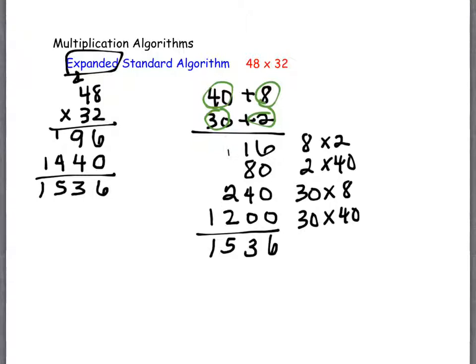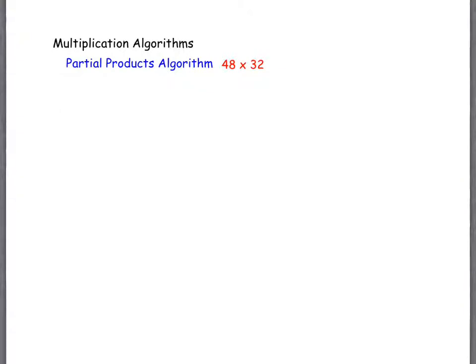So this is the expanded algorithm. The next one is called the partial products algorithm. And this one is for those of your kids who are visual learners. I would have loved this one.